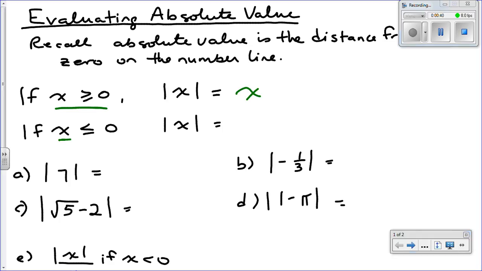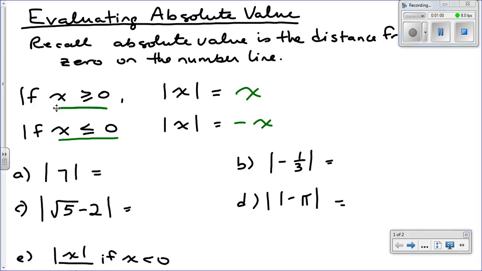If x is a negative number, remember what happens. A negative number becomes its opposite, which is the positive number. So really the absolute value of x in that case is equal to negative x. Examples A and B here will explain both of those situations.